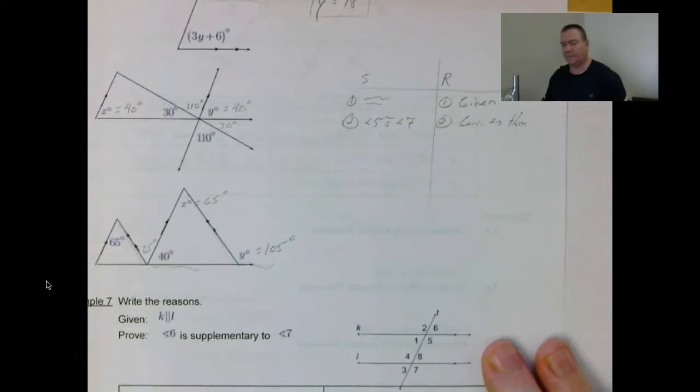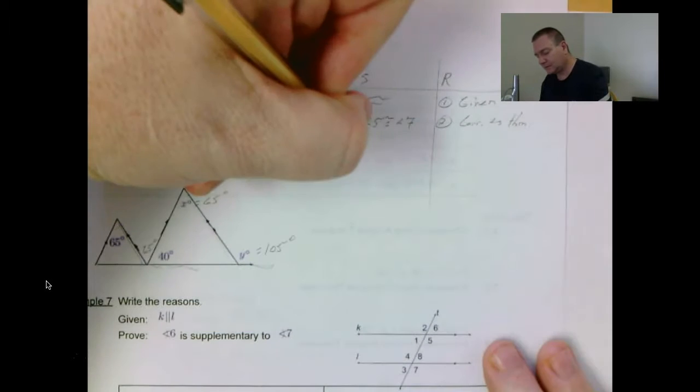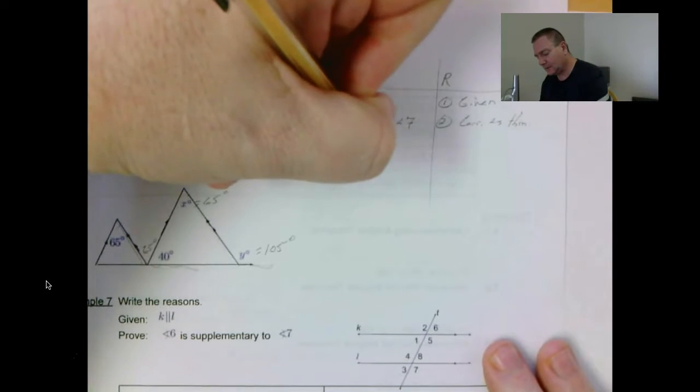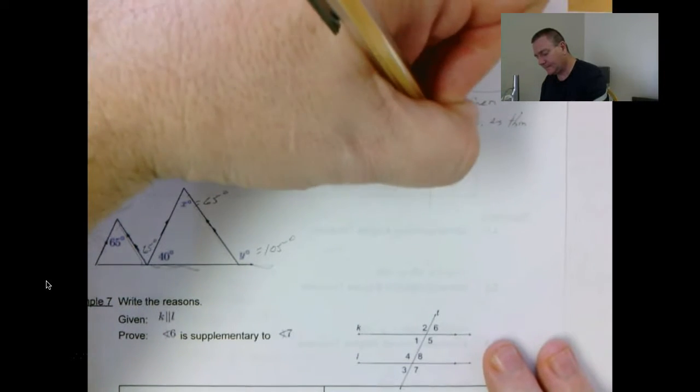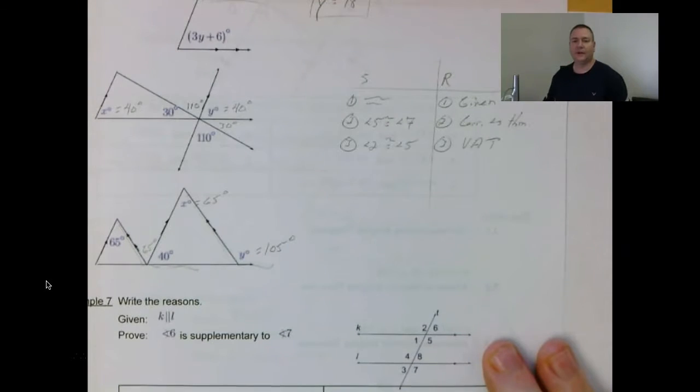Corresponding angles there. Okay. Take a look at angles 2 and 5 here. Angles 2 and 5 are vertical angles. Angle 2 congruent to angle 5. Vertical angles theorem, VAT.